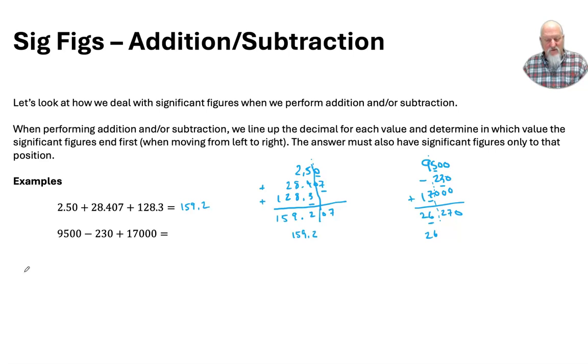And then remember, this is 26,000 something. So I'm going to add zeros until I get to where the decimal would be. So my answer is going to be 26,000. Like that. And that's it. So that's how we deal with addition and subtraction.